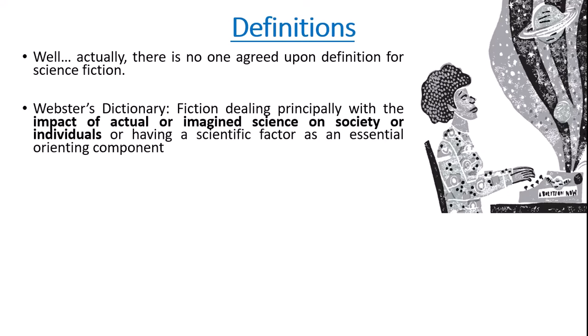So the first is from Webster's, and they define science fiction as fiction dealing principally with the impact of actual or imagined science on society or individuals, or having a scientific factor as an essential orienting component. So here, they're just placing an emphasis on science kind of in general with that last part. But what I put in bold is that idea that it is really an examination of how this imagined science, and sometimes actual science that exists now, discoveries that we've already made, but how do they impact society and how do they impact individuals?